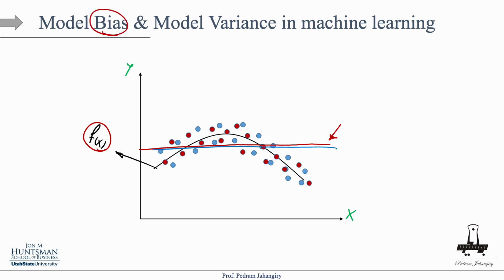So this concept is what we call bias. In this simple example, bias is going to be very high because on average, we are not capturing the pattern. Okay, but what can we say about the variance?